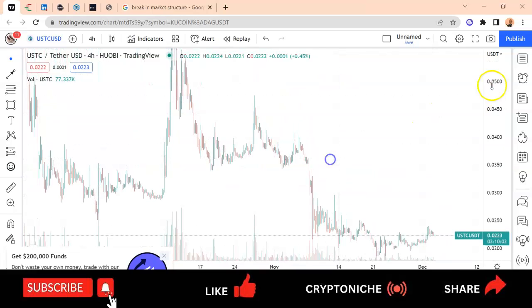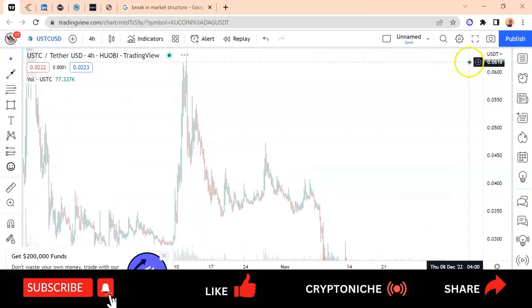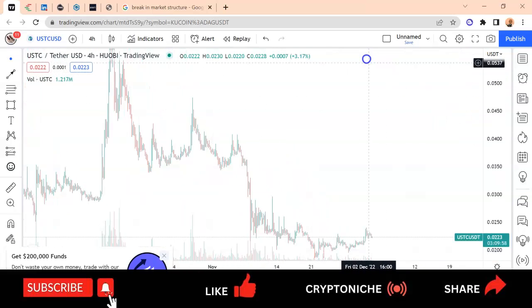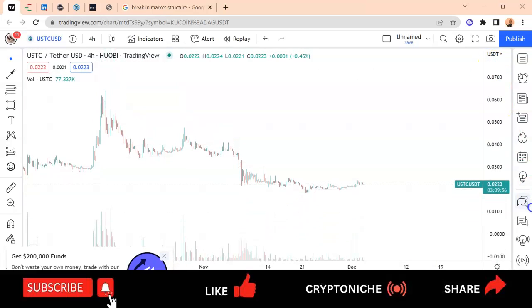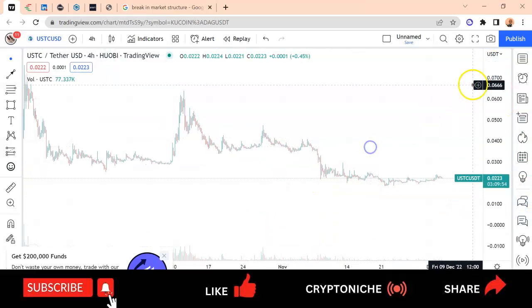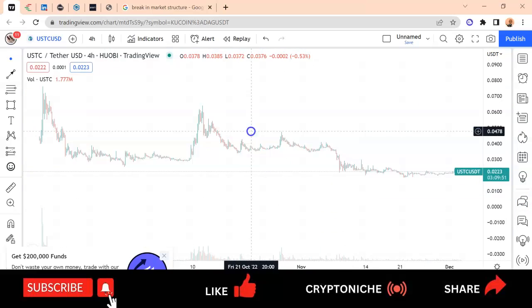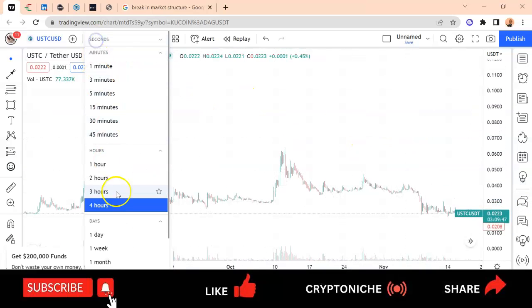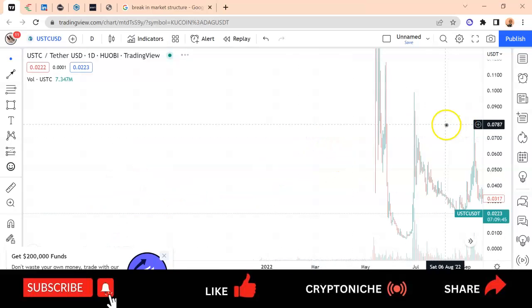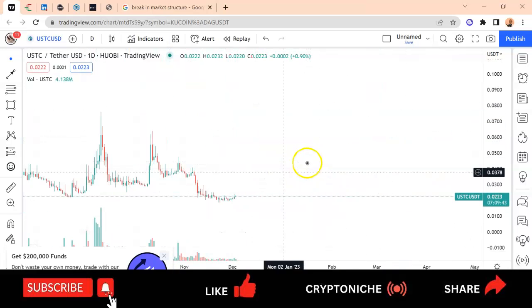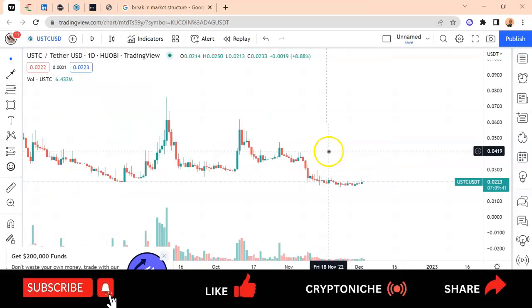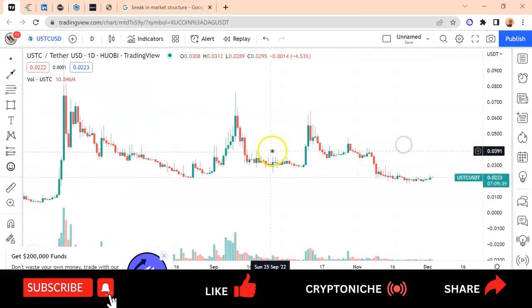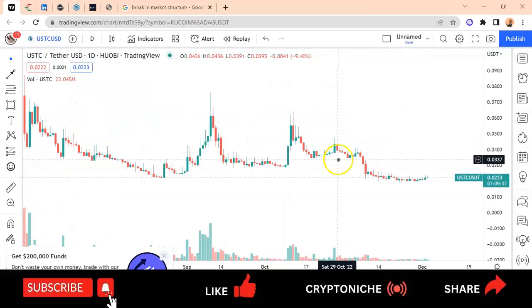Of course you are aware of the collapse. That was a serious collapse, anyways. You are aware of the collapse of the USTC stablecoin, right? So then, if you look at this, let me switch to a higher time frame. Yeah, this is the higher time frame. Okay, you can see that it ranged.